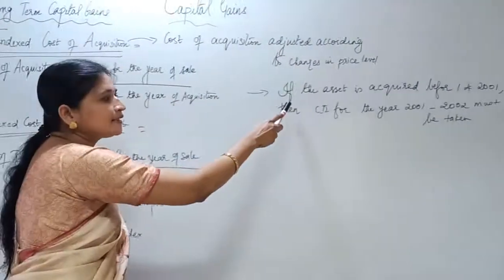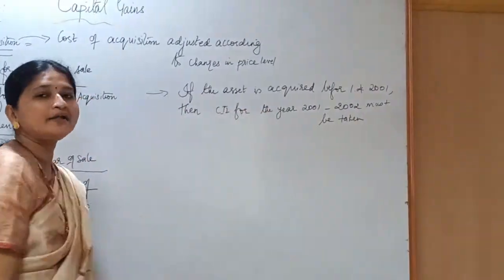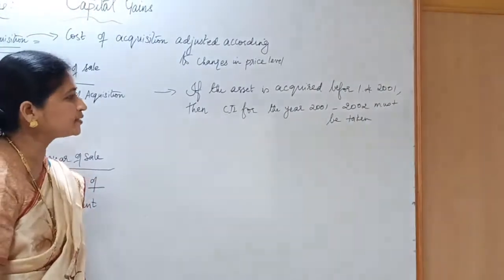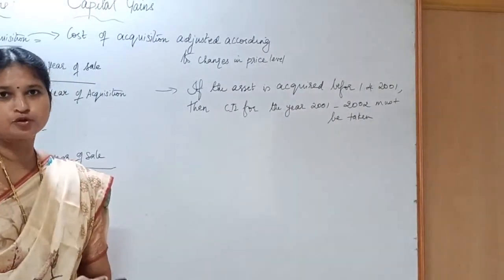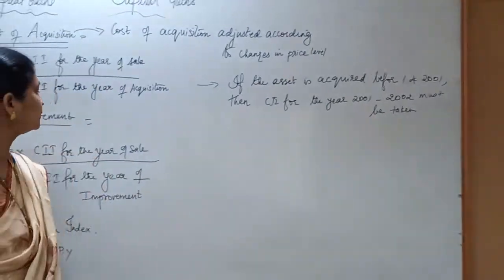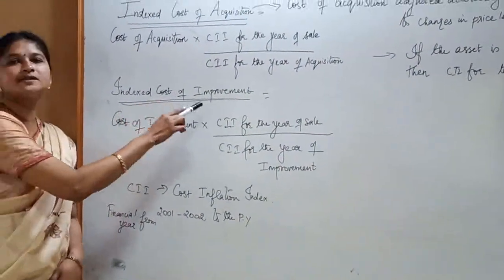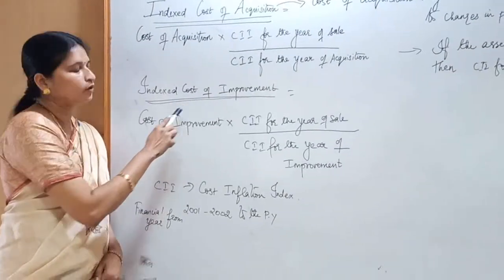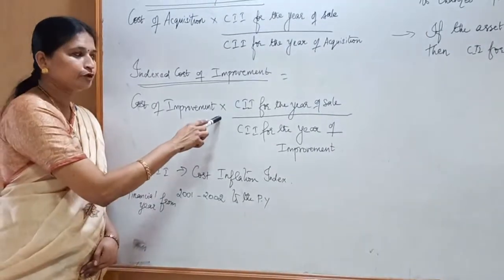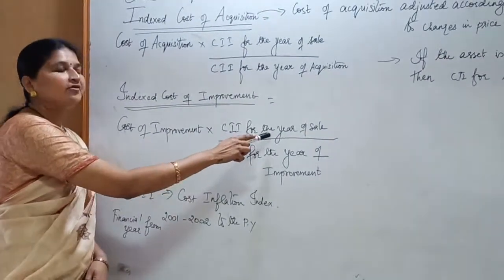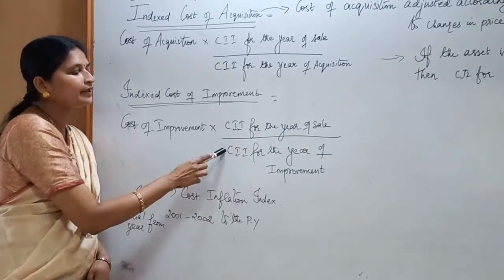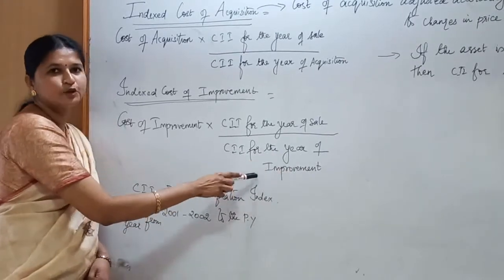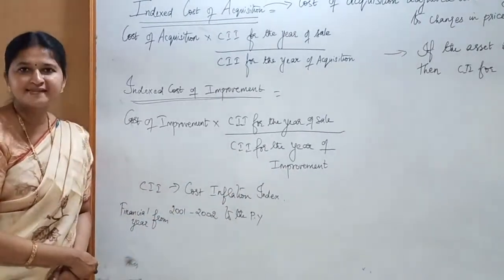And if the asset is acquired before 1/4/2001, then cost inflation index for the year 2001 to 2002 must be taken. Next is indexed cost of improvement. Indexed cost of improvement is equal to cost of improvement into cost inflation index for the year of sale divided by cost inflation index for the year of improvement, that is during the year in which improvement has taken place.